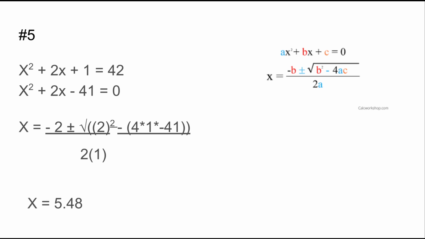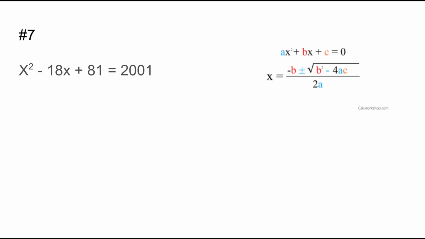We're going to do it again, except subtract this time. So negative 2 minus the square root of 2 squared, minus 4 times 1 times negative 41, equals, divided by 2, negative 7.48. These are our two solutions to this equation.